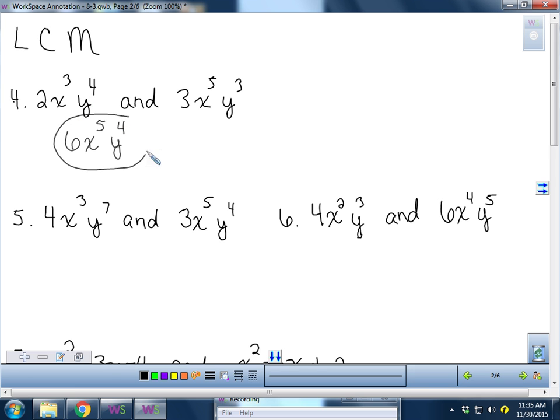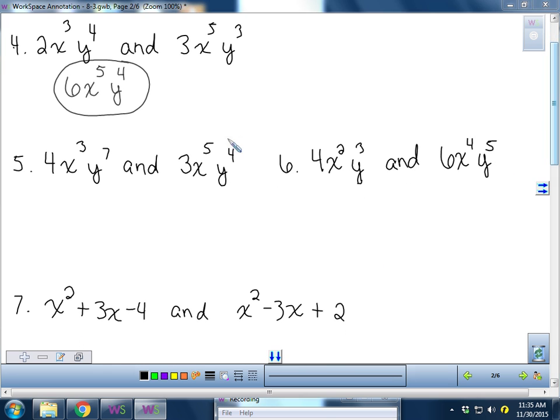Okay, so your main problem is going to be the front numbers. And it's not always that you multiply them. In this case, 2 times 3 is 6.